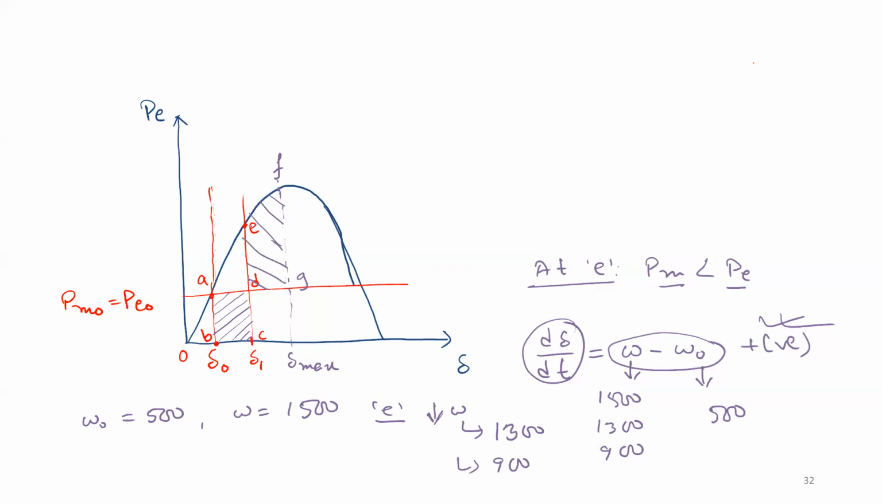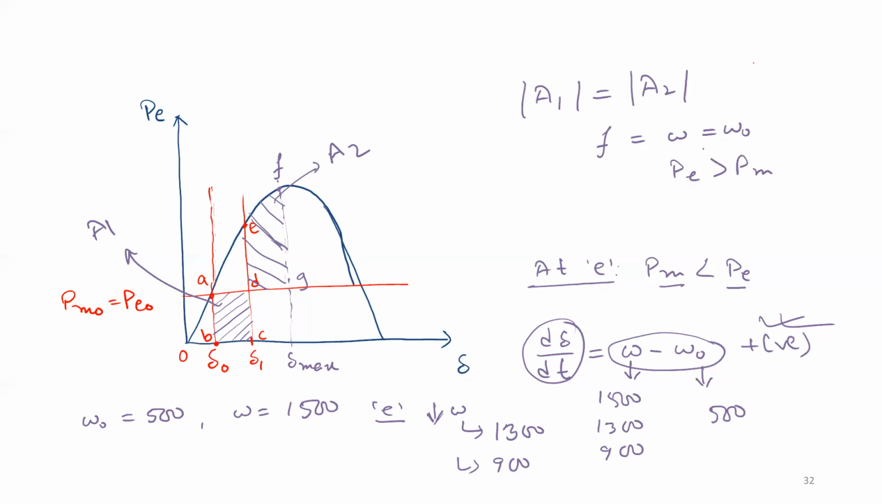So over here, this will be my decelerating area. Although in the figure it looks like the decelerating area is larger, it is not drawn to scale. So let's assume this is my A2 decelerating area. This is my accelerating area. So if my accelerating area is equal to my decelerating area, at that point we will assume that omega becomes equal to omega naught. Again, the rest of the explanation is like the previous class: at particular point F, my omega is equal to omega naught, but however, my PE is still greater than PM.